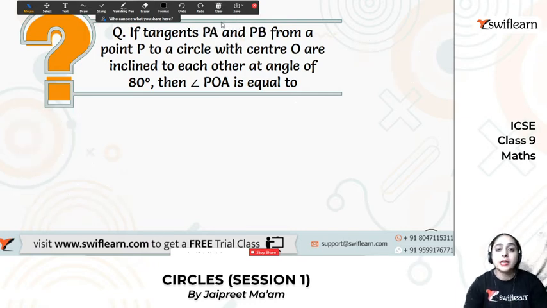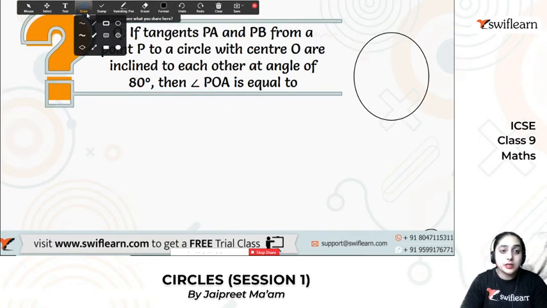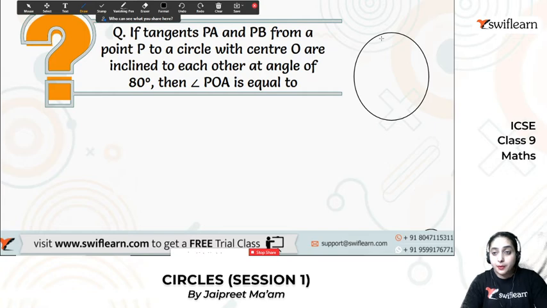The question is that if tangents PA and PB from point P to a circle with center O are inclined to each other at the angle of 80 degree, then angle POA is equal to. Let's try to understand with the help of a diagram. So this is a circle, and what is saying, there are PA and PB. So let's try to draw PA and PB. It will be somewhat like this, and it will be like this.